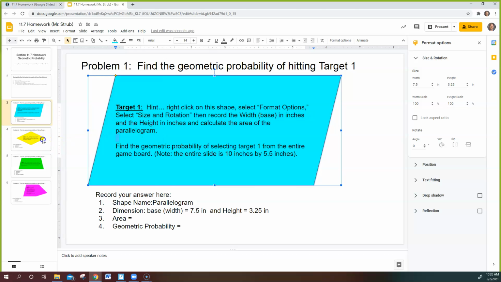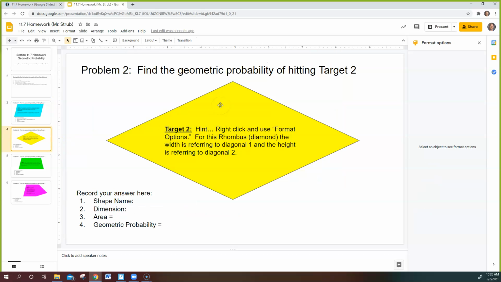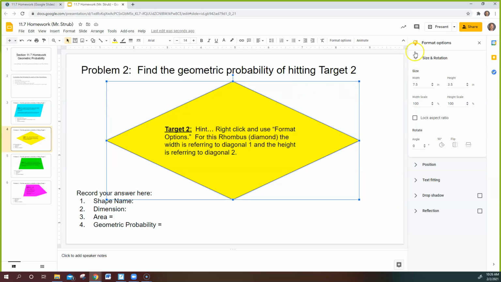Okay. The only one, I'll show you this one here. Notice how I already have the format options up. I don't have to right click every time. But here it says width. When they refer to width, it's the entire length from one diagonal across, and then the entire height is here. So you actually have both diagonals, but they call it width and height.